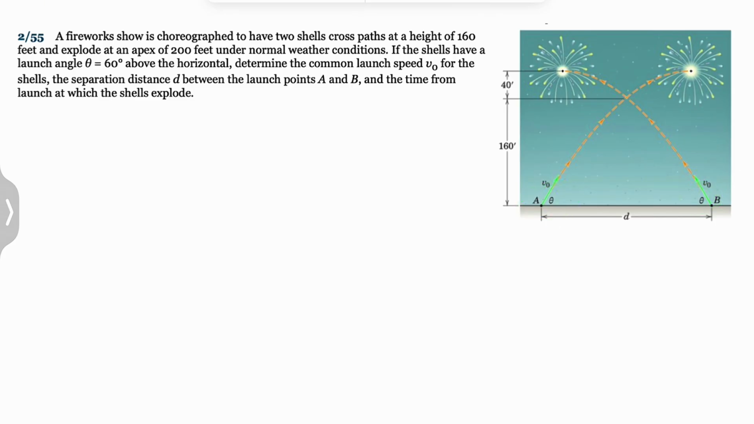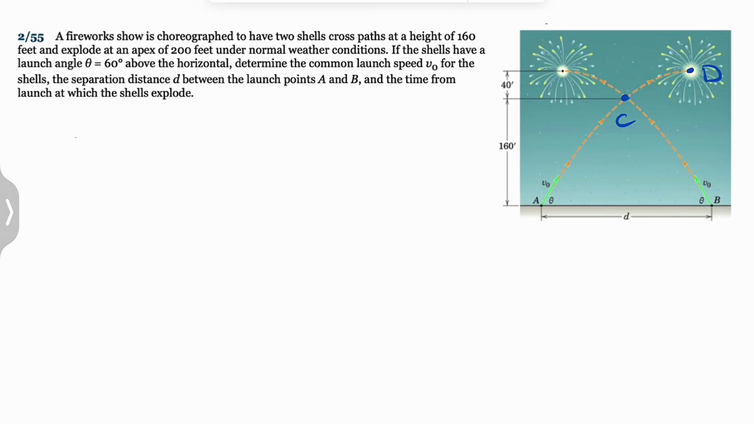So the angle theta in here, we know it's 60 degrees above the horizontal, and we need to determine the common launch speed v0, the initial velocity for each of them, knowing that the separation distance is d, and also the time from launch until the shells explode, so the time that it takes to get to the apex. First of all, the two shells are the same, with the same velocity and same angle. We can call these points A, B, maybe this one C, and right here D. Because of the symmetry, everything would be the same for B too.